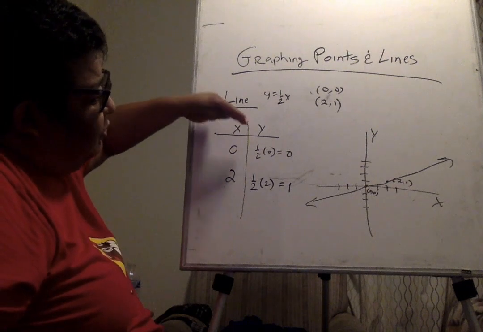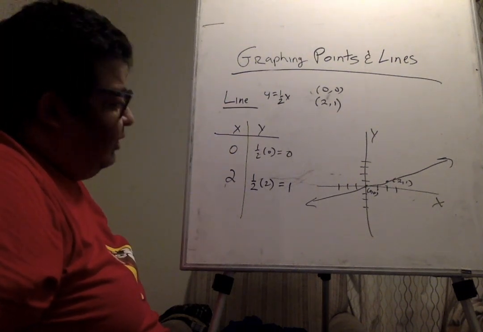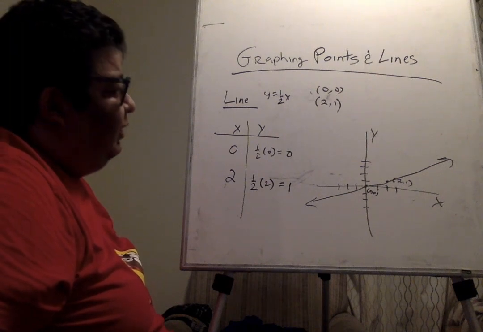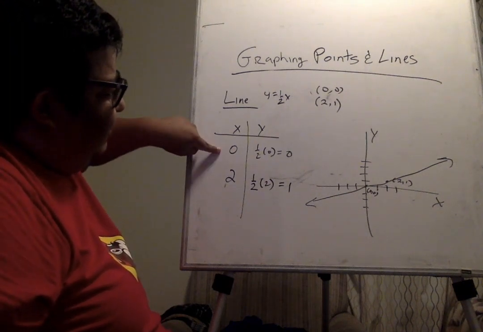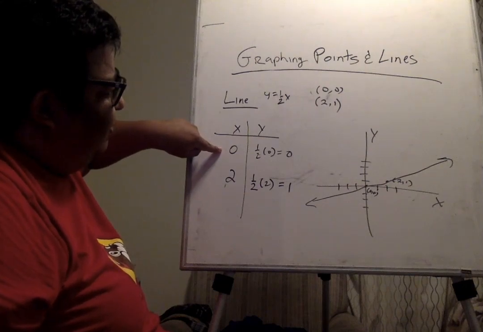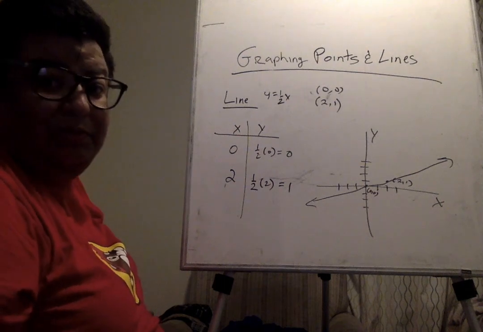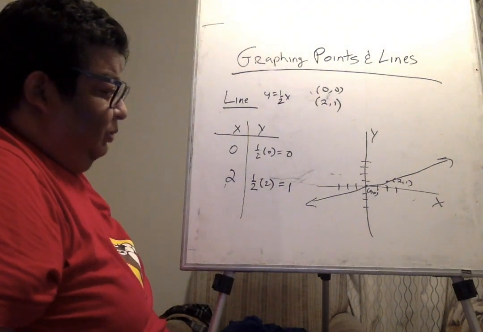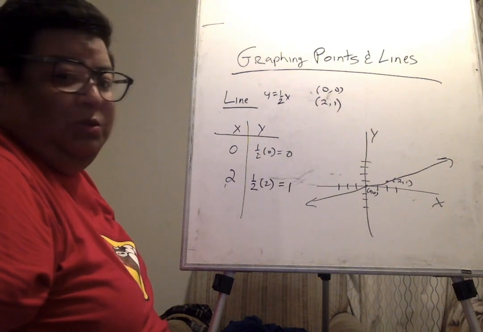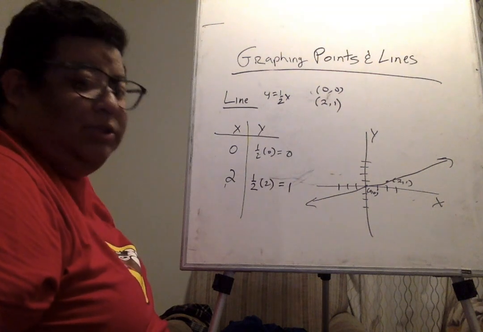Remember, working with fractions, you just have to deal with them. Practice with fractions. Sometimes you get lucky if you put 0, because you get rid of that fraction. So that's one of our lucky numbers, 0, for our x. So that's all I wanted to show you in this video. So we learned how to graph points and lines.